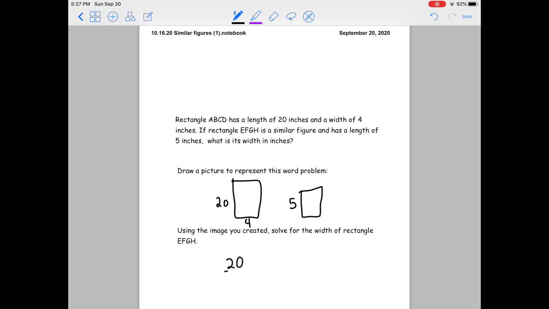So when we set it up, we have 20 and 4 equals 5 and x. How do you go from 20 to 5? We divide by 4. 4 divided by 4 gives us 1. So x would equal 1.